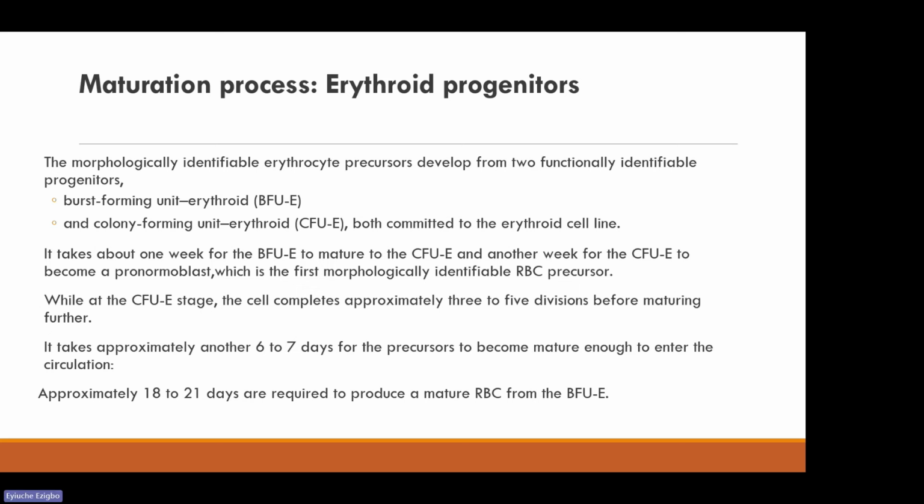Approximately 18 to 21 days are required to produce a mature red blood cell from the burst-forming unit, the most primitive recognizable form of the erythroid series. It takes 18 to 21 days. And when you look at the lifespan of the red blood cells, it's within this range. So by the time the one that is already produced is being mopped up from the system, another one has entered the blood circulation system.